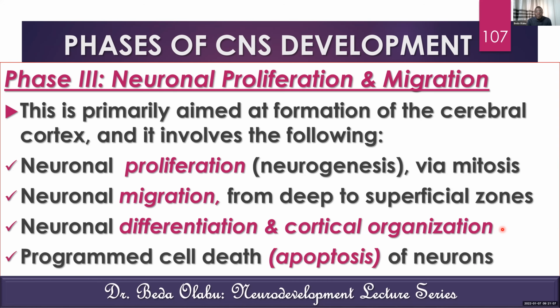Lastly, we have programmed cell death of the neurons. Understand that the neurons that formed were more than what is required, and so some of them really have to die. Neuronal death is also part of development of the central nervous system. It's part and parcel of the development of the cerebral cortex. Many neurons die. So those are the 4 key events that characterize cortical development largely.